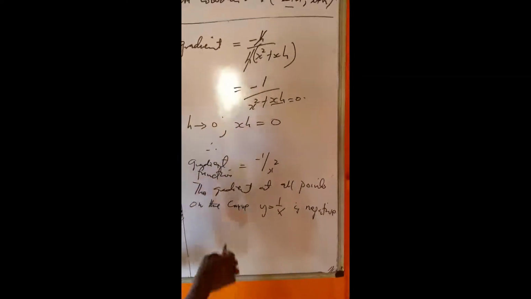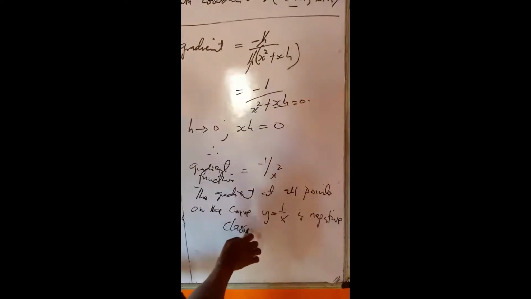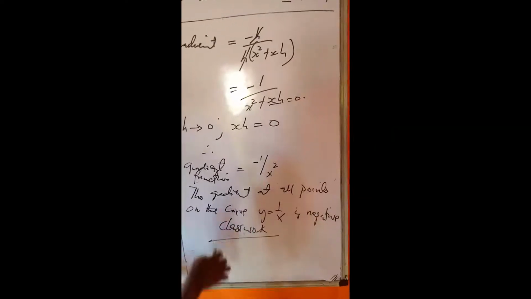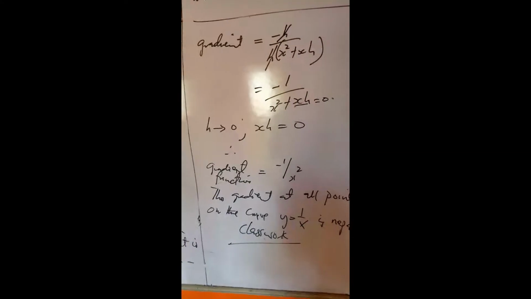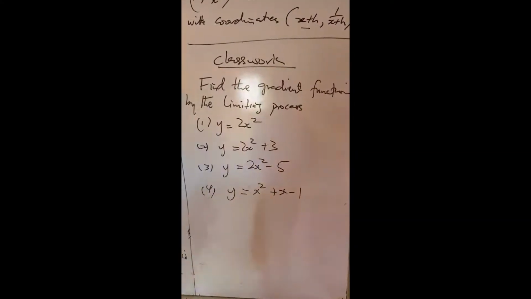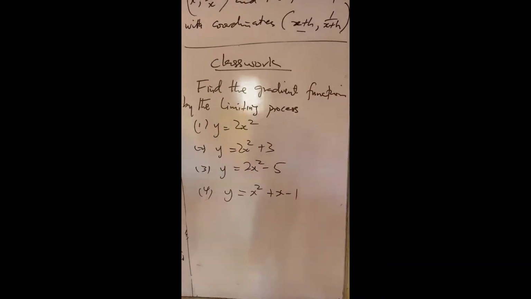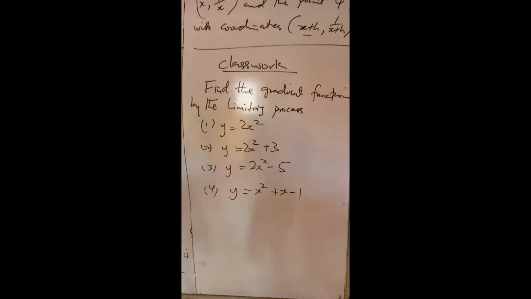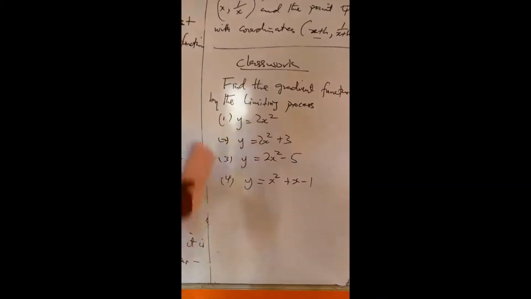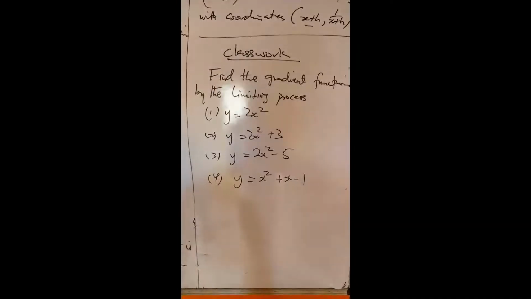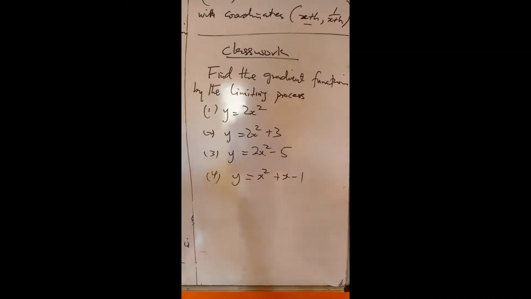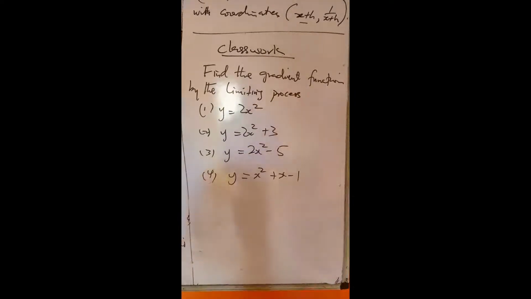So you'll be given a classwork. You send it to me at my email, onaiwustar@gmail.com. Find the gradient function by the limiting process. 1, y equals 2x squared. 2, y equals 2x squared plus 3. 3, y equals 2x squared minus 5. 4, y equals x squared plus x minus 1.